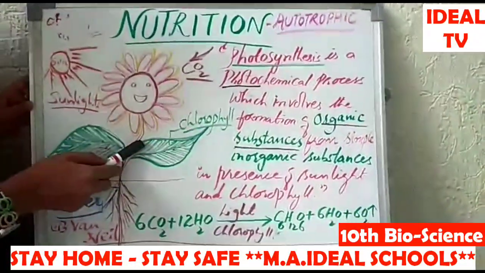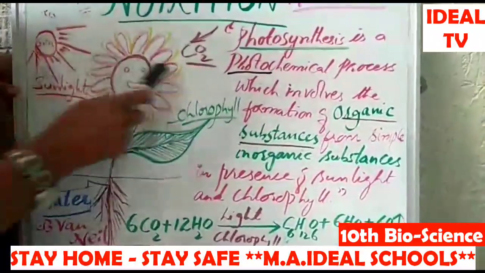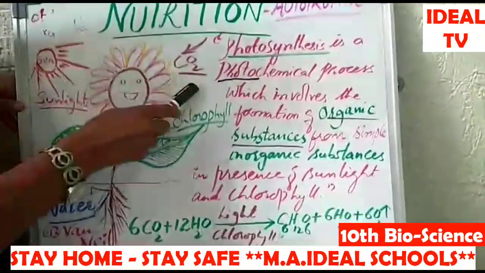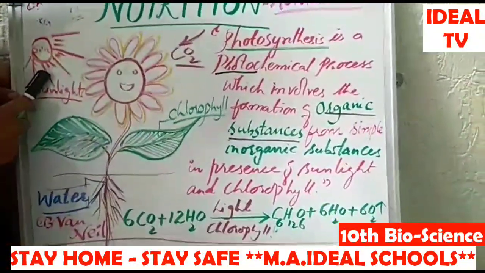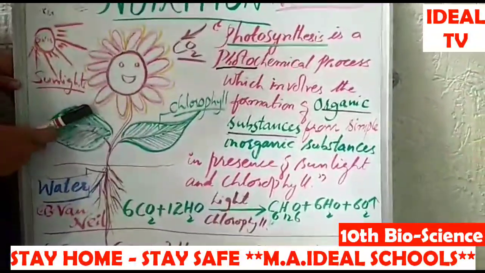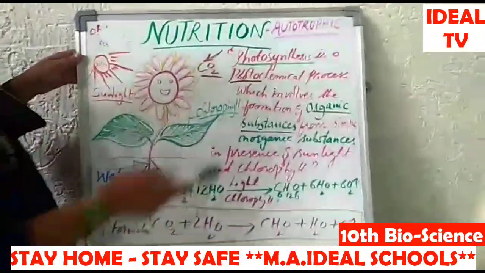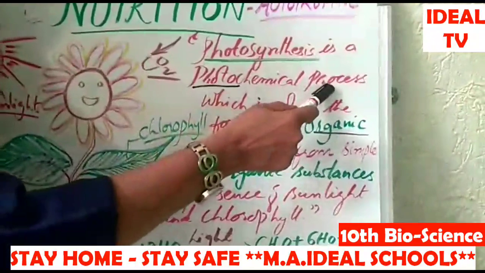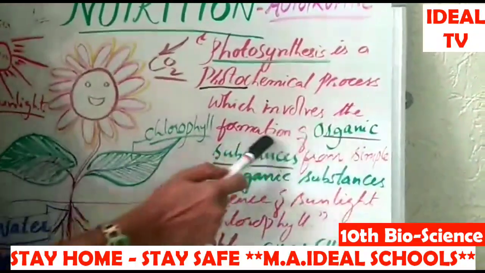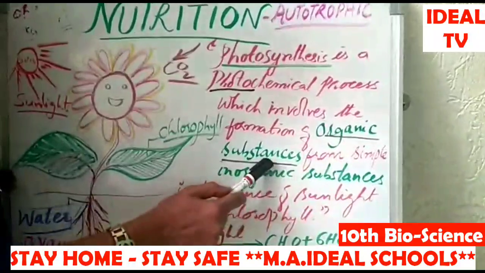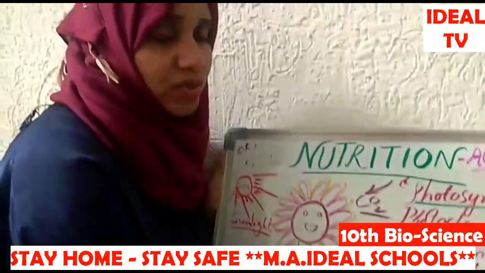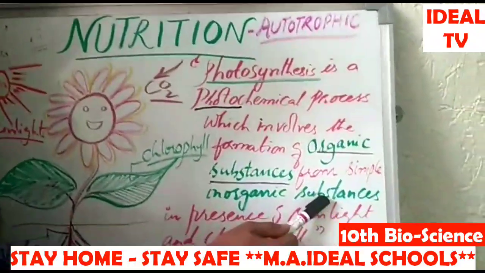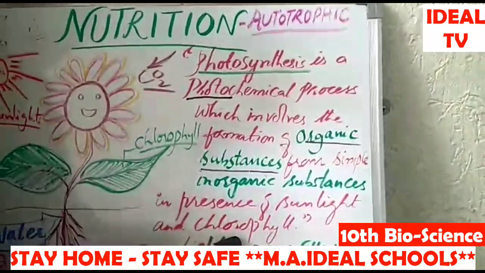As we can see with the help of the diagram, sunlight is essential, carbon dioxide is required and water is required. These three, air, water and sunlight, are the main factors with which the plants undergo the process of photosynthesis. But now at this level, the complexity increases, and we can define photosynthesis as a photochemical process which involves the formation of complex organic substances. Complex here means difficult substances which are very complex in nature. So, organic substances from simple inorganic substances in the presence of sunlight and chlorophyll.